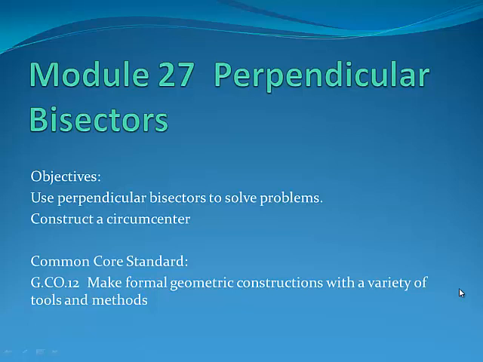All right, this is module 27, perpendicular bisectors. Basically what we're going to be doing is talking about some more properties of perpendicular bisectors and constructing something that's called a circumcenter, and the properties of that circumcenter.